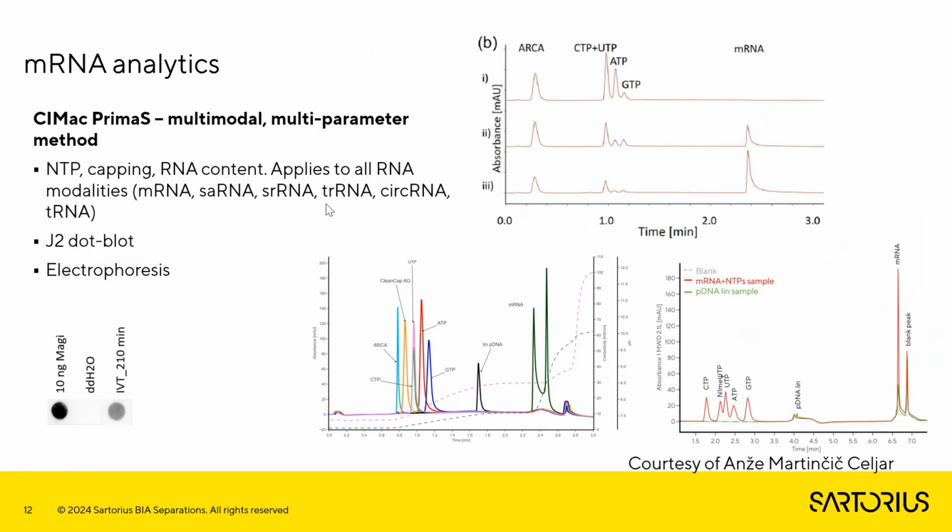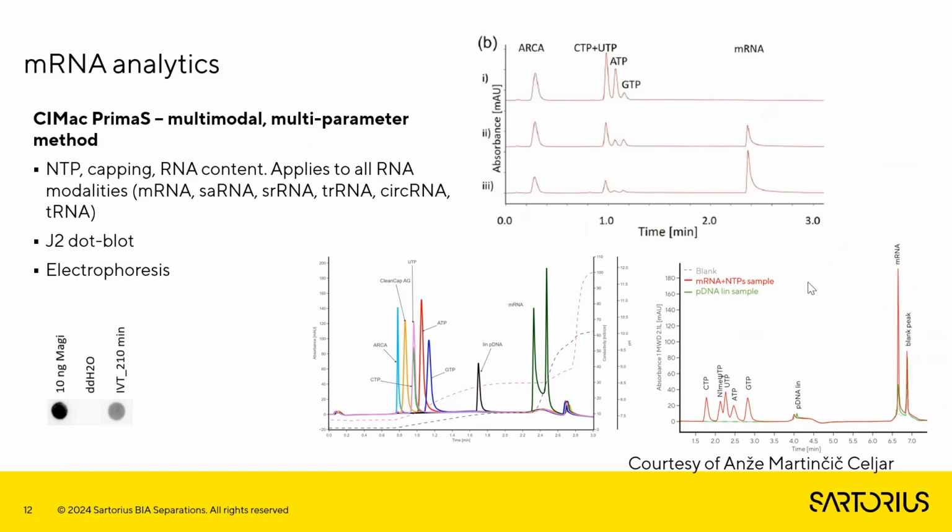Our favorite method is a method based on a so-called CIMAC Prima S analytical column. It's a monolith-based analytical column that we produce and that we have developed here in Sartorius via separation, which has a very unique feature, for reasons that I will not go into, but that are typical for monolith chromatography, in that it has very high resolving power for large biomolecules.